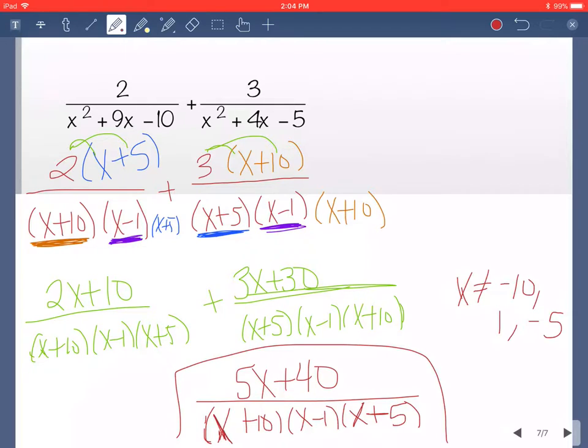So you're using a lot of multiplication to get common denominators. And then once you get a common denominator, you'll multiply out whatever the numerators need you to multiply. And then combine your like terms. And that is it for adding and subtracting rationals.